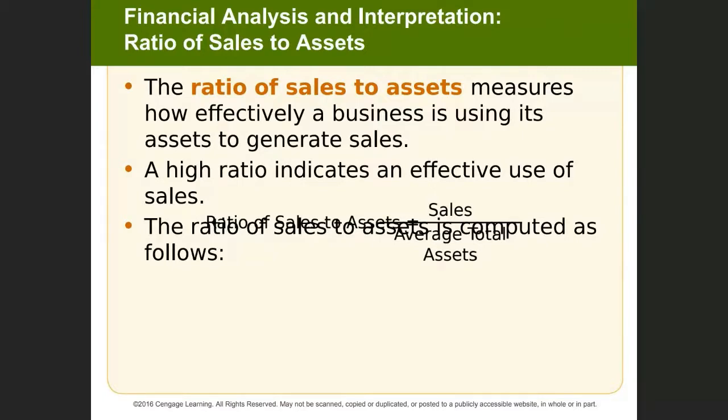Okay. So the ratio of sales to assets measures how effectively a business is using its assets to generate sales. A high ratio indicates an effective use of assets. And then to find the ratio of sales to assets, let me just pull this up for you.